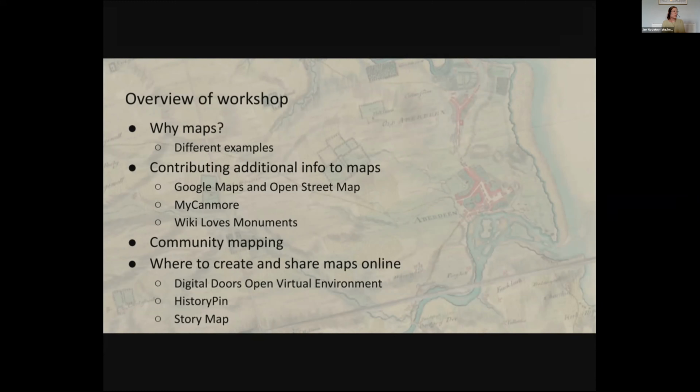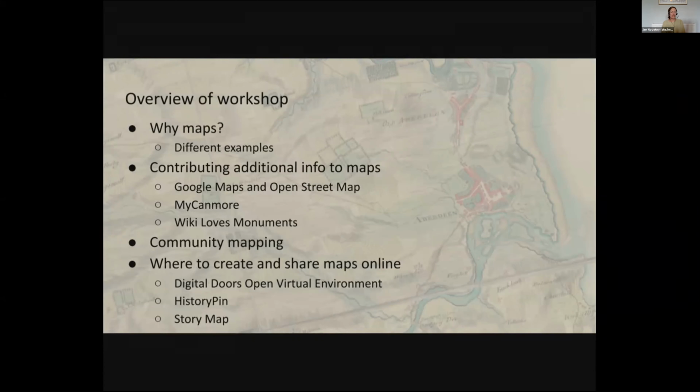Looking at contributing information to maps. So not necessarily creating maps yourself, but actually adding to something that is already out there, enhancing information, maybe uploading some photographs, especially if it is a site or a property or work that you've done yourself and you feel that you've got some information that might enhance things that are already out there. So this would include maybe going onto Google Maps or OpenStreetMap and editing things on there.